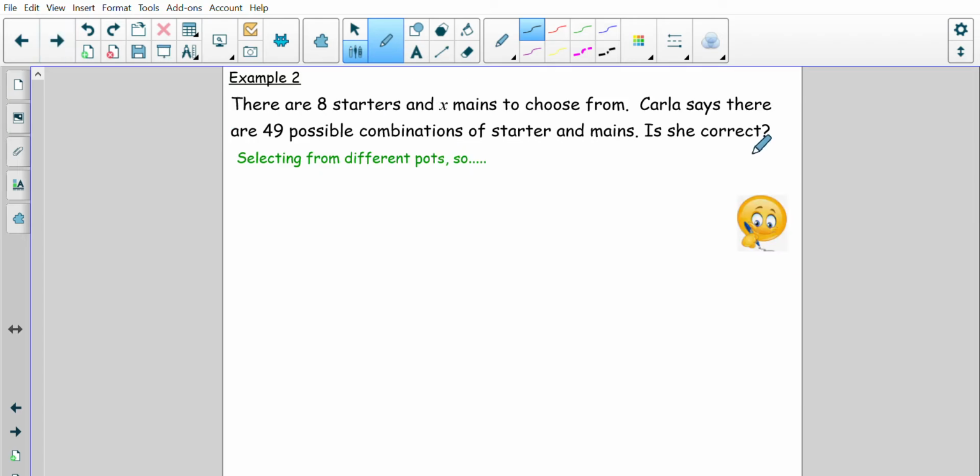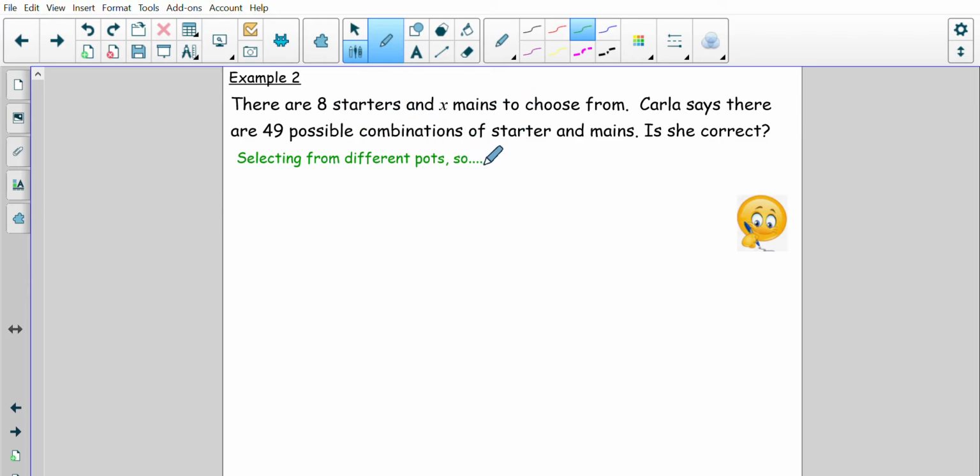A similar example, but worded slightly differently. I've got 8 starters and X main courses to choose from. Carla says there are 49 possible combinations of starters and mains. Is she correct? So first of all, we need to think about the fact they're from different pots, the pot of starters and the pot of mains.